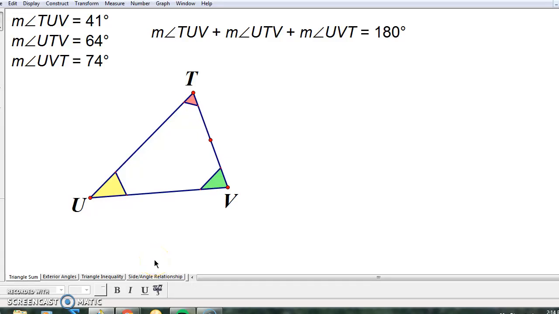Hello, geometry friends. Today we're going to talk about some triangle properties. The first one, and probably the most important one, is that the sum of the interior angles of any triangle is 180. You can see that I've measured these three angles in the triangle, and then I've also calculated right here the sum, which is equal to 180.